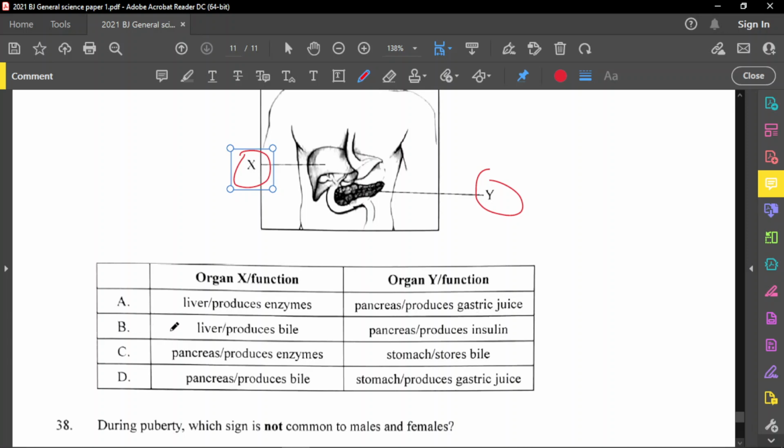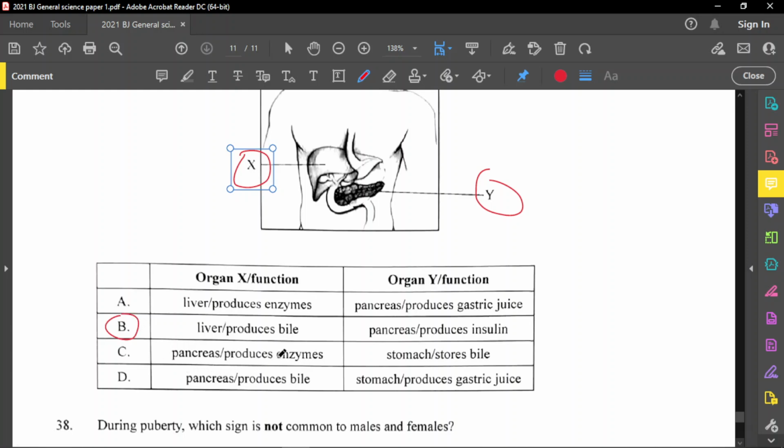Now for option B, it said the liver produces bile. That is a true statement there because bile is produced by the liver. And the pancreas produces insulin, which is actually a true statement. So B is absolutely correct.